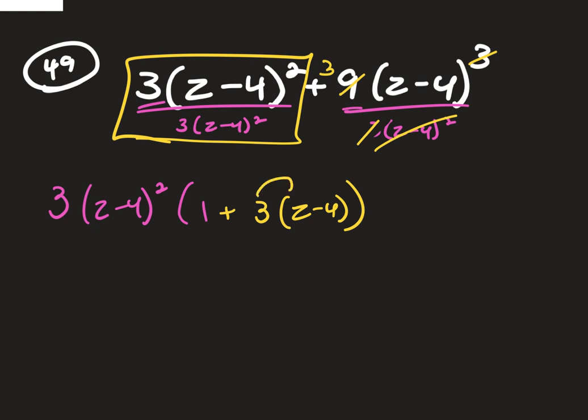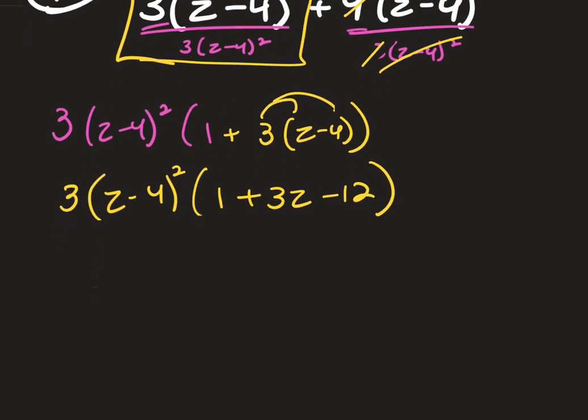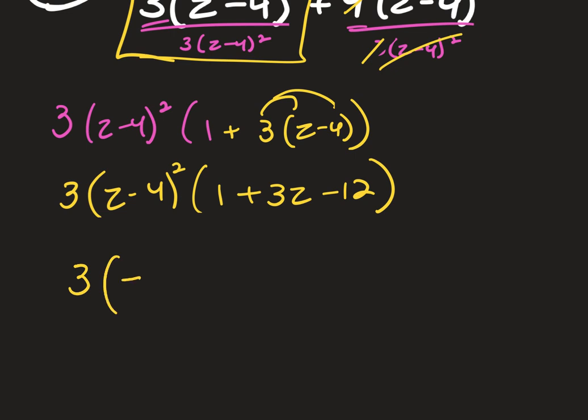Now I've got to distribute the 3 on the inside. So I have 3 on the front, z minus 4 squared, 1 plus 3z minus 12. And then I can combine those like terms in the last one. So 3 times z minus 4 squared, and then 3z minus 11. I also think that's harder than anything you're going to see on your midterm.